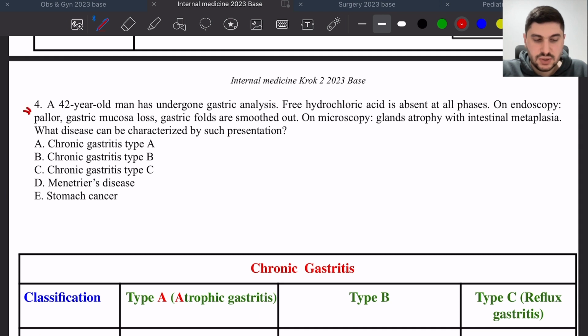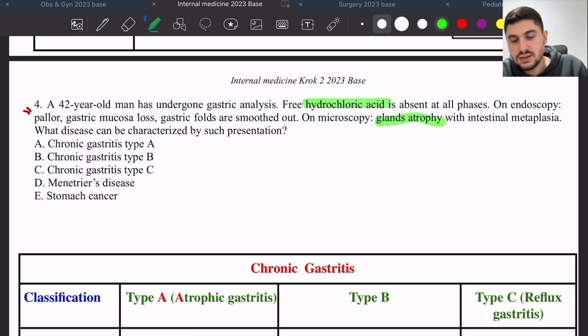So next question we have is a 42-year-old man has undergone gastric analysis, and free hydrochloric acid is absent in all phases. On endoscopy, gastric mucosa loss, gastric folds are smoothed out. On microscopy, glands atrophy with intestinal metaplasia. What disease can be characterized by such presentations?